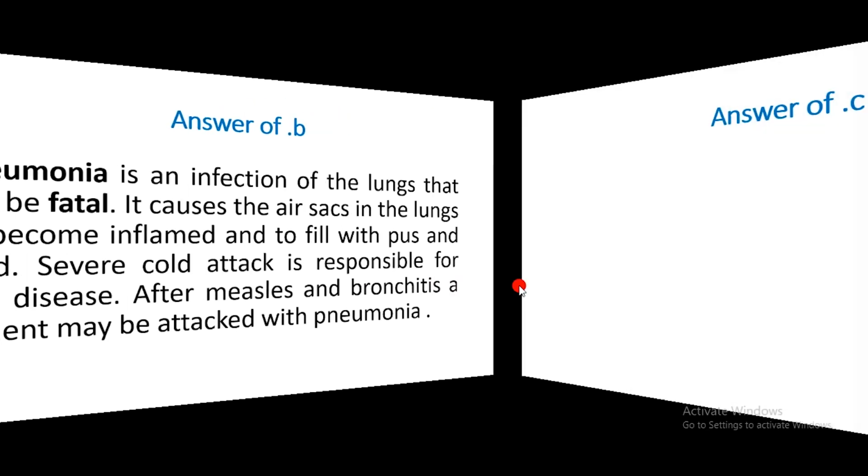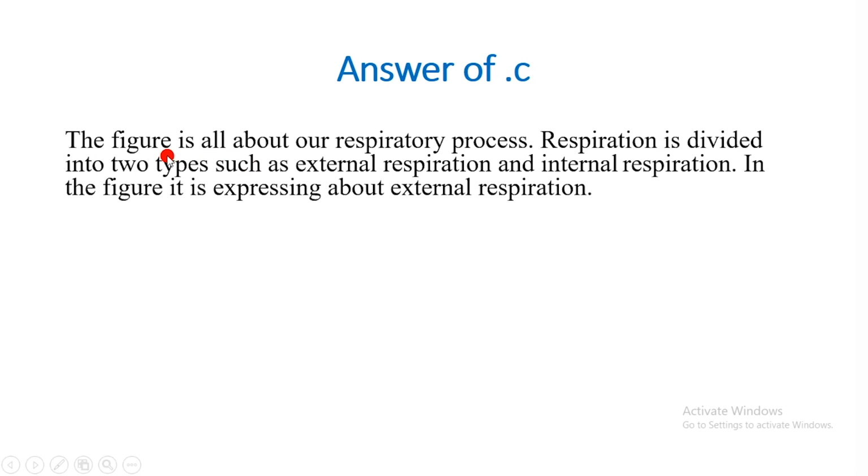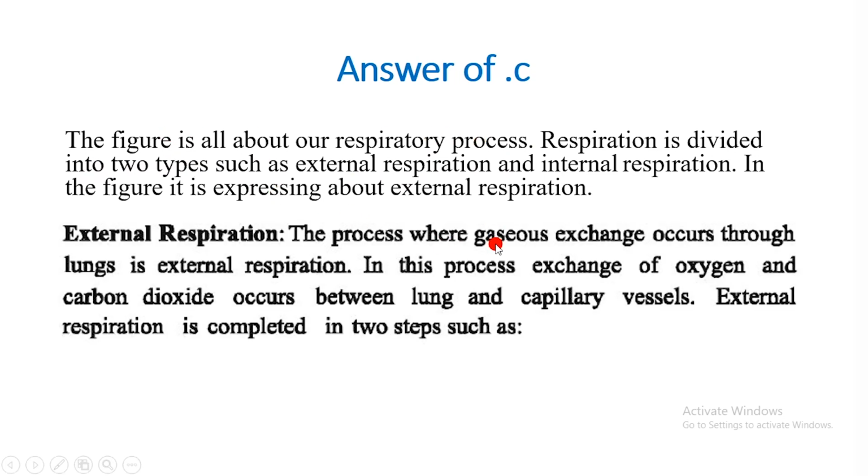Now my dear students, it is time for C. C is from the diagram. The answer is: the figure is all about the respiratory process. Respiration is divided into two types, external respiration and internal respiration. The figure expresses external respiration, so now I am going to discuss external respiration.